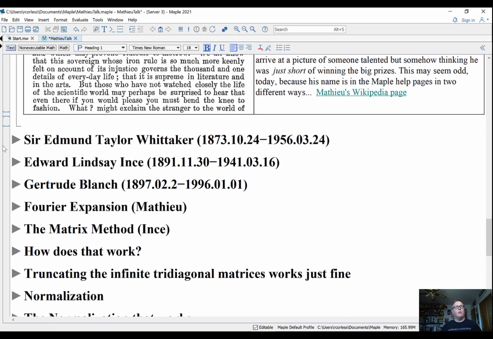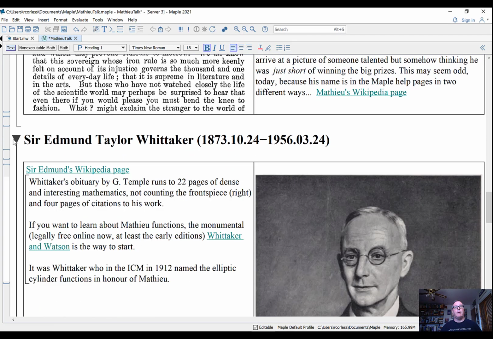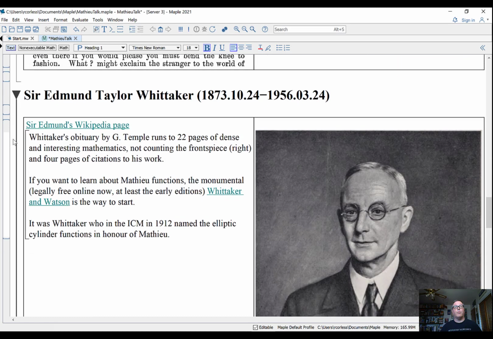One reason we know Mathieu's name is that Whittaker named the elliptic cylinder functions, which is maybe a more descriptive name of these functions, and he named them after Mathieu. The period pi and period 2 pi solutions of the Mathieu differential equations are the Mathieu functions. They're like cosines and they're like sines, but more general in some way.